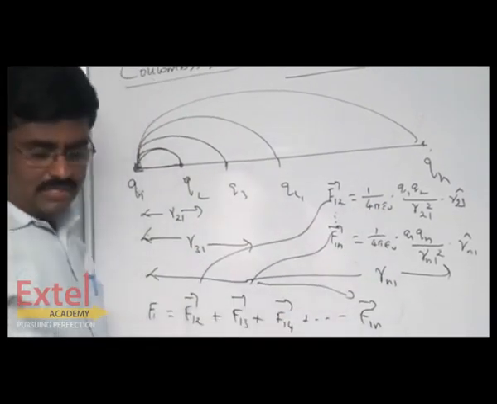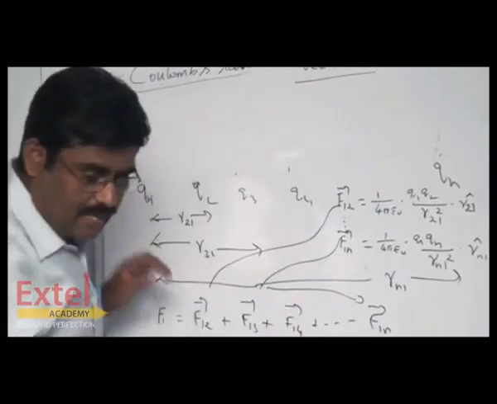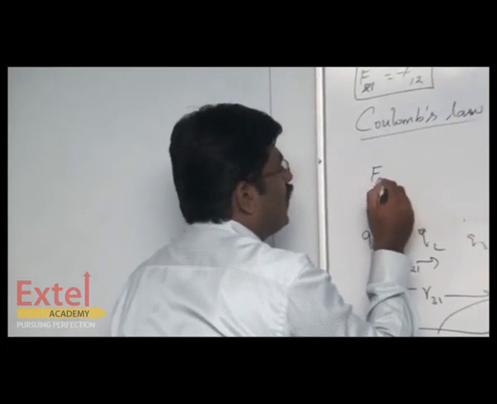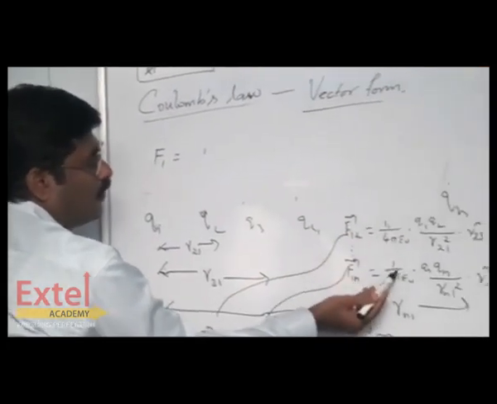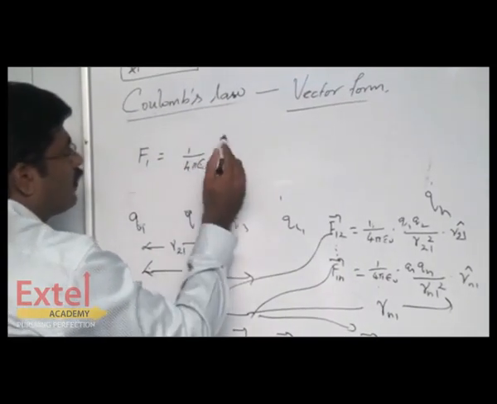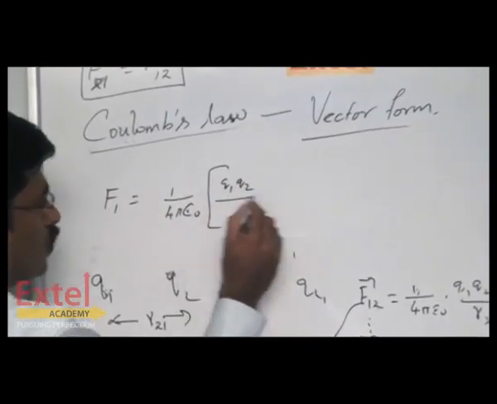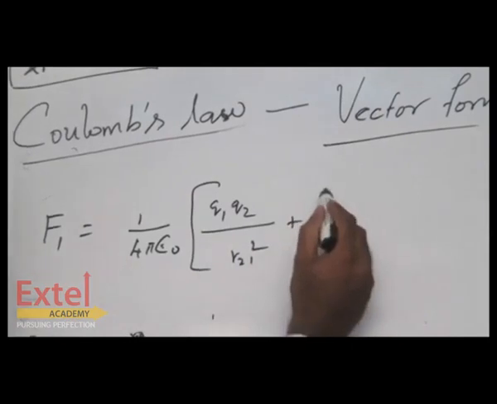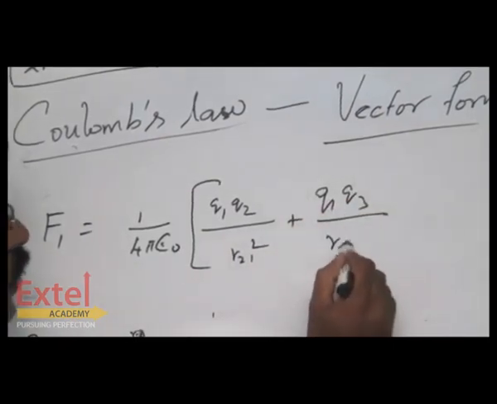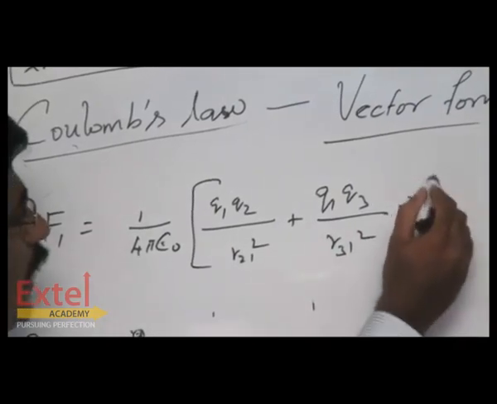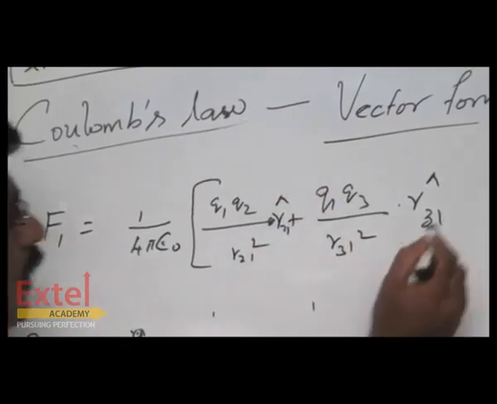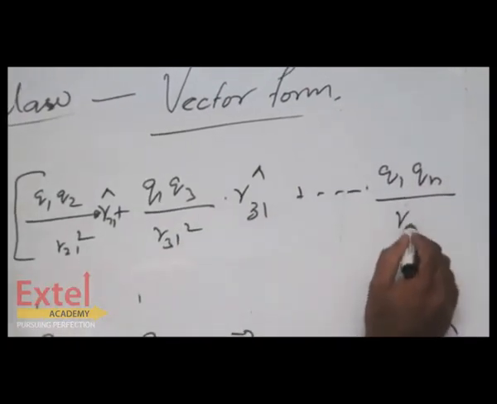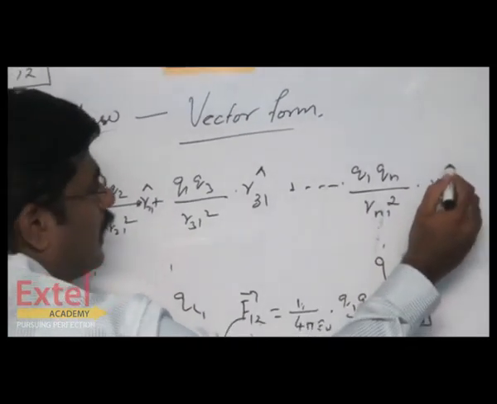The 1 by 4 pi epsilon naught is a constant, so you can take it out. So finally, I am going to write the expression for the entire force experienced by the first charge due to all the charges. F1 is equal to 1 by 4 pi epsilon naught times Q1 Q2 by R21 square R21 cap, plus, in the case of the first and third charges, Q1 Q3 by R31 square into R31 cap, plus, plus, plus, and Q1 Qn between the first and last charge, by Rn1 square into Rn1 cap.